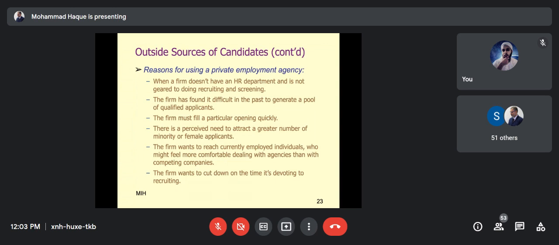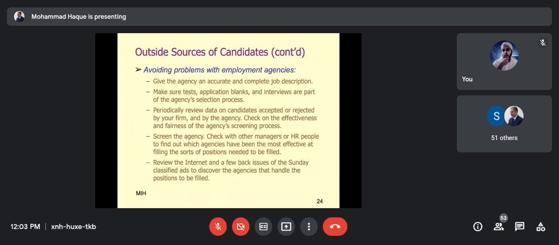That is because time is going to be a cost to the organization as well. And therefore, we find that these agencies are needed. Now, how to avoid problems with employment agencies? Give the agency an accurate and complete job description, because if you are not providing them a complete job description, there will be problems vis-a-vis recruitment.